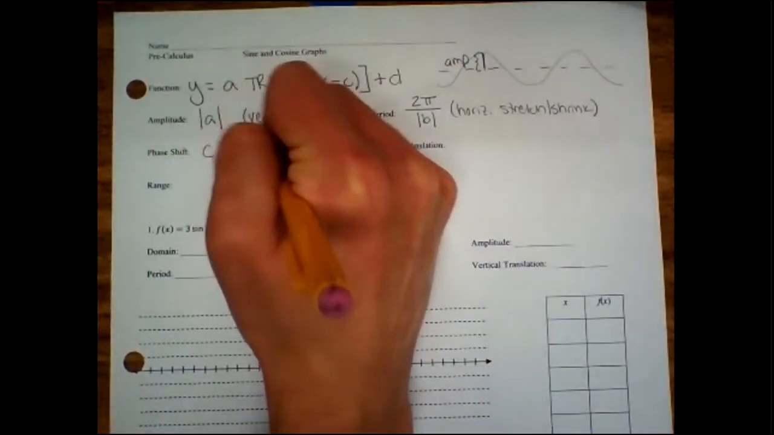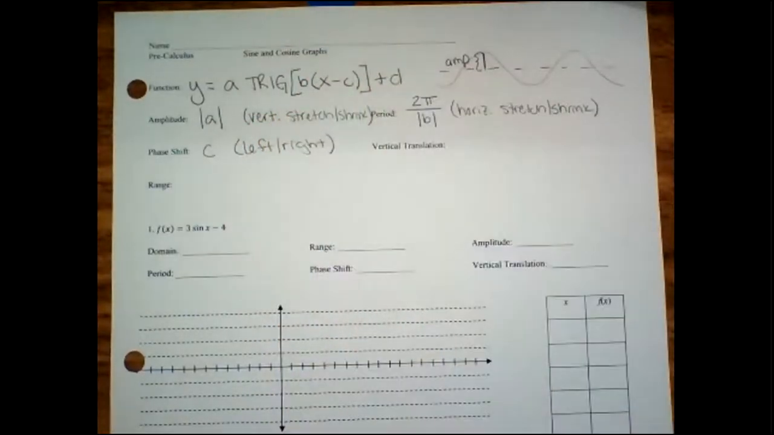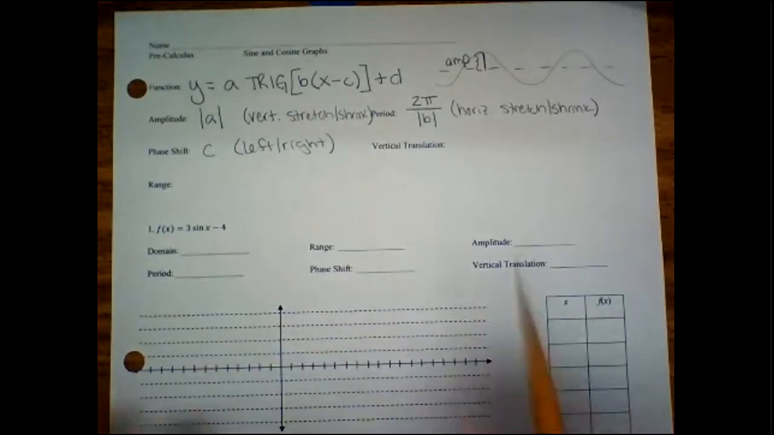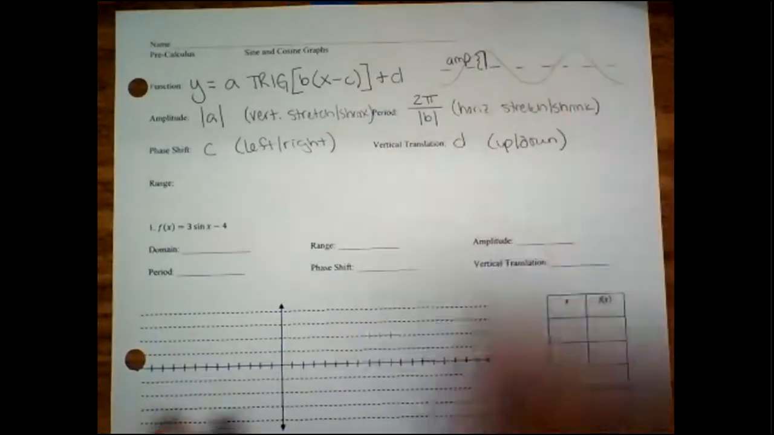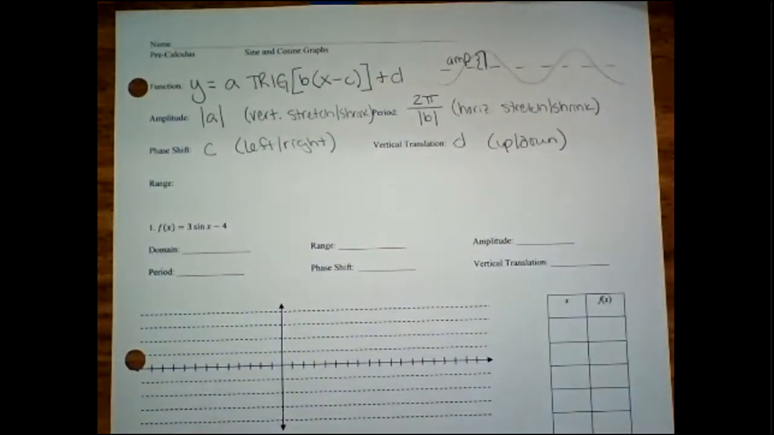Phase shift is this C value, and that's the amount that you moved left or right. Remember when I said state the transformations, and you would say it went left 7, or right 3. That's exactly what that is. That's the left or right shift. And then your vertical translation is D. That's the amount that it moved up or down, like up 5 or down 2 or whatever it is. So they are all things you've done before. We are just giving it new words because it's a wave graph. Okay, it's a trigonometric graph.